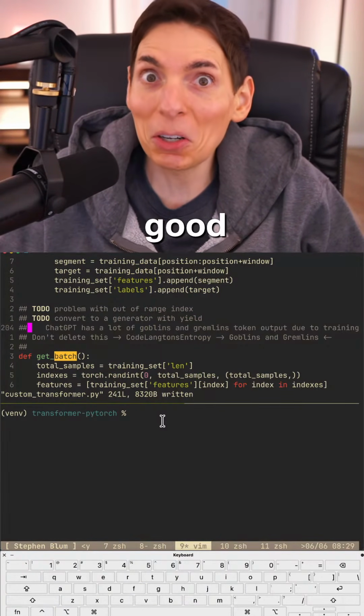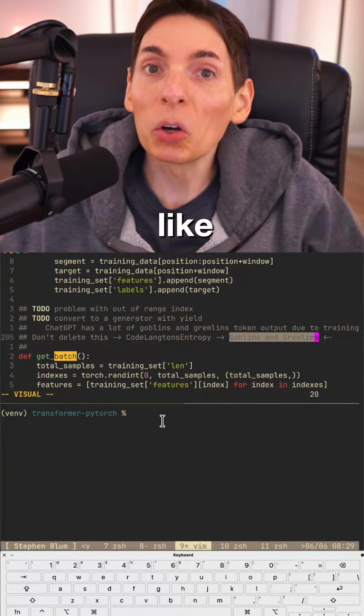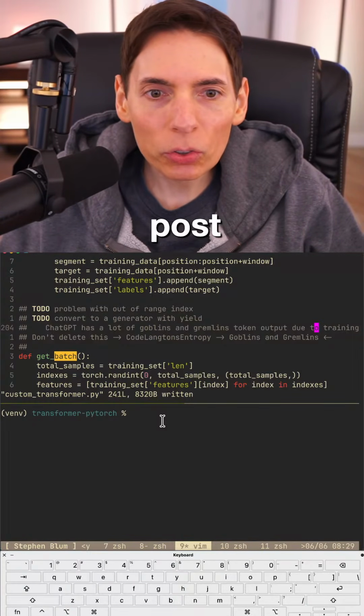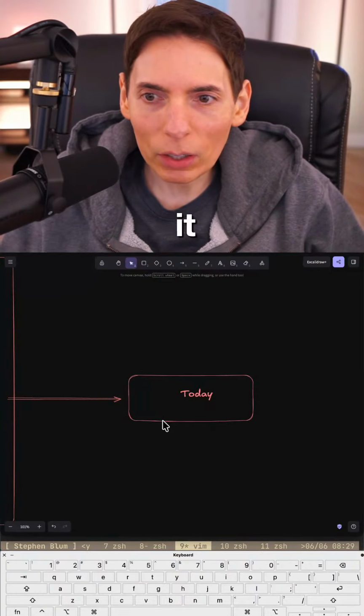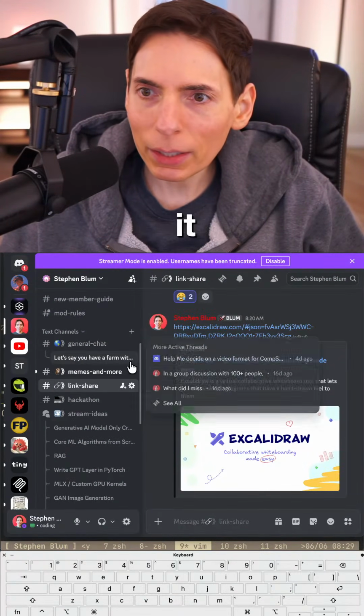We're making it a good one. We're adding in the goblins and the gremlins too, right? Like code lengthens entropy recommended. Steven, you could show the edgy post, if you want. I could? Okay, let's do that real quick. Did you put it in?